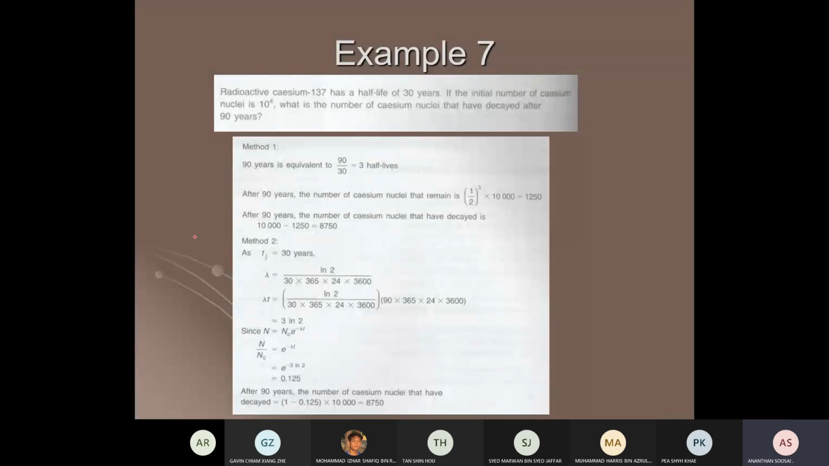So the method I prefer, which I want you to adopt, is method 2, because it is very versatile. The first method only works for multiples of half-life. It might look easy, but I think it is better to go for the second one because it is versatile. Anytime you can find the decayed or undecayed particles. Any questions?